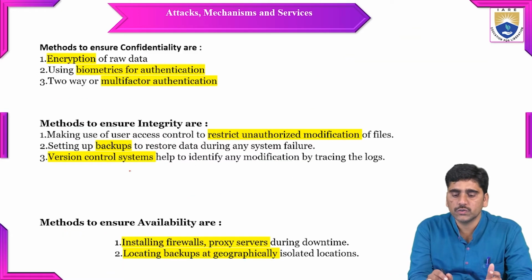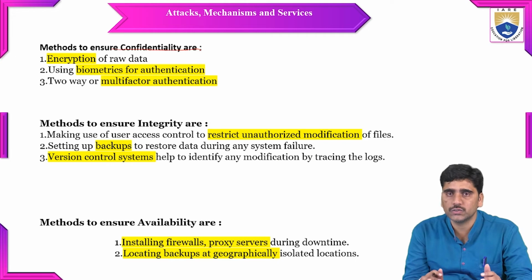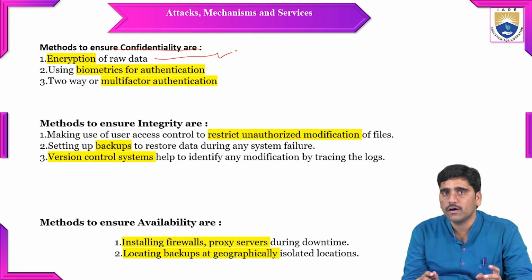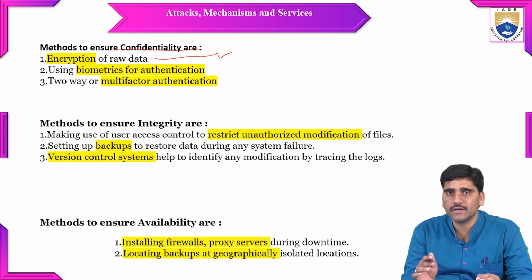So methods and tools are used to reach these goals. What are the different methods that ensure confidentiality, integrity and availability? The first one is encryption of raw data. That means you convert or transform the data from one form to another, from an understandable format to a non-understandable format. Encryption is a process of converting data from understandable to non-understandable.